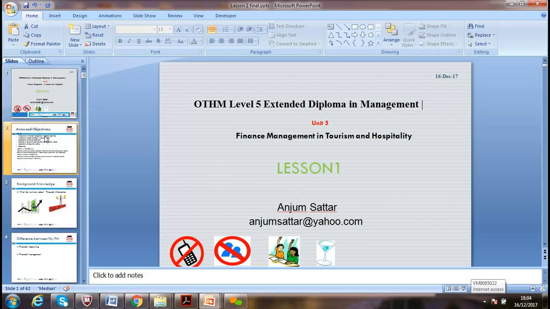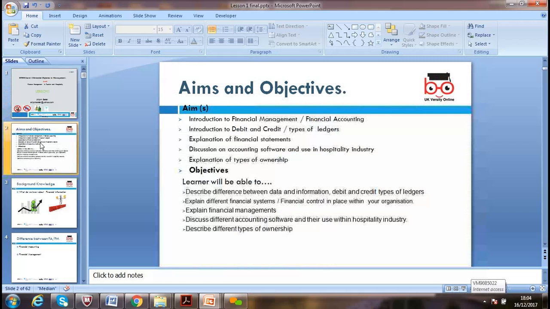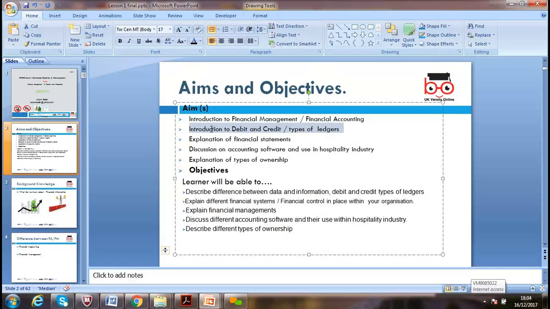Okay, so we'll start now. These are the learning outcomes, the aims and objectives of today's lesson. Introduction to financial management and financial accounting. We'll discuss a little bit the rule behind debit and credit, which is double entry bookkeeping. We'll explain how many types of financial statements we prepare in accounts.